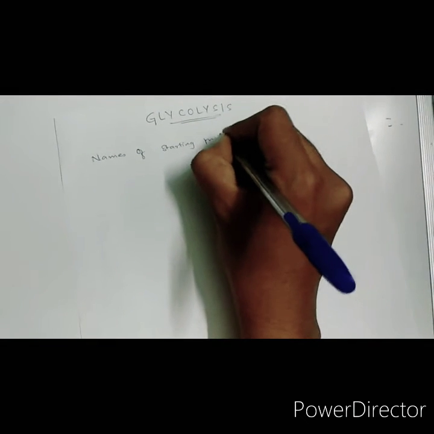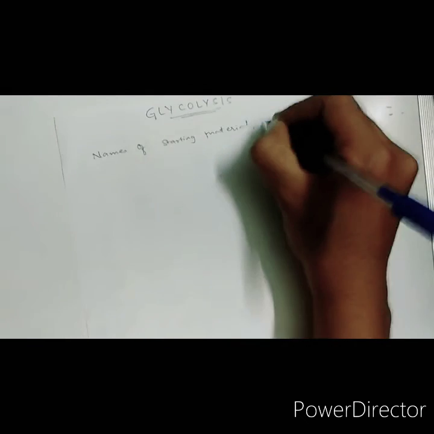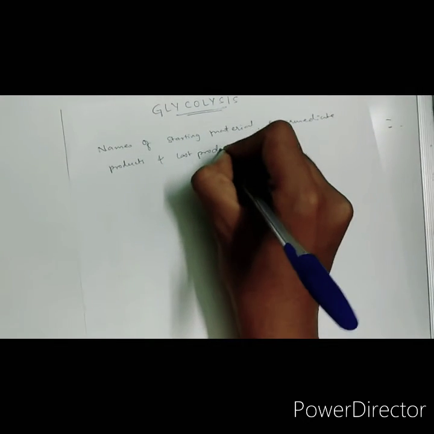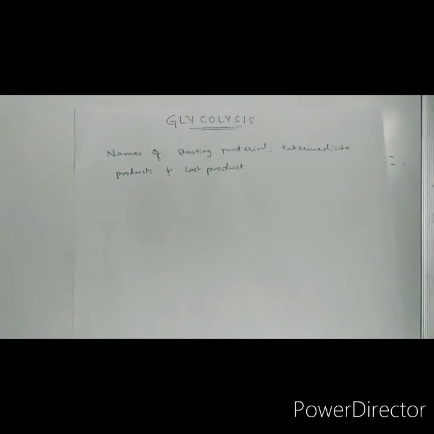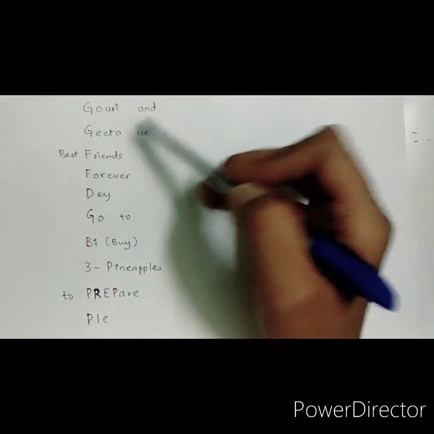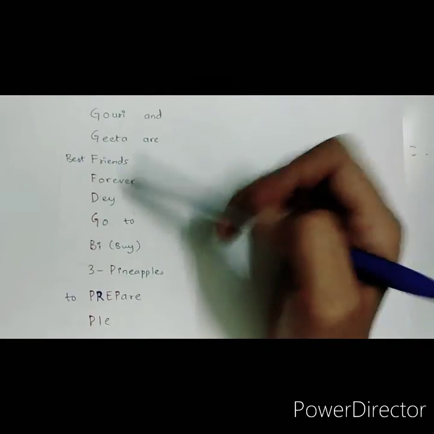starting material, intermediate products, and the last product. For that we have to remember one sentence. This is the sentence you have to remember: Gauri and Geeta are best friends forever.